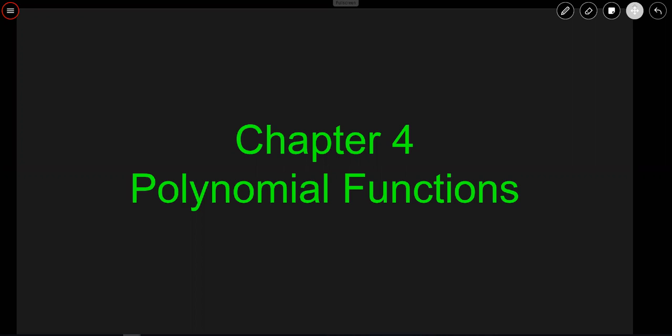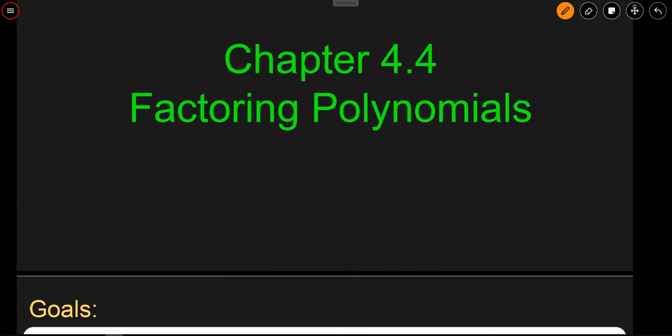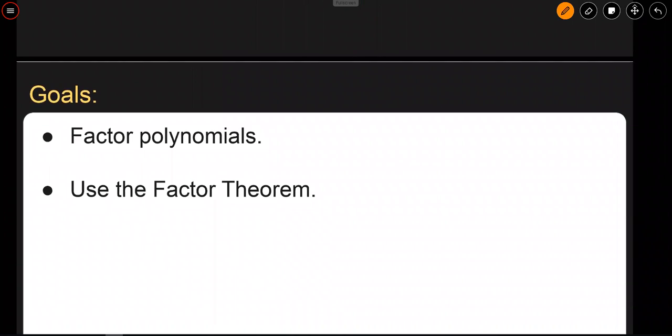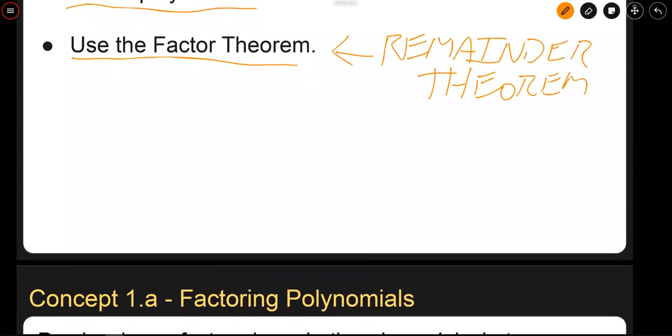Remember that chapter 4 is polynomial functions, and chapter 4.4 specifically is about factoring polynomials. So let's get going with our goals. Our main goal in this section is to factor polynomials. We're also going to be using something at the end of this section called the Factor Theorem, which arises right out of the Remainder Theorem. So we'll be building off that to build the Factor Theorem. It's really just a result of it. So let's get right into it.